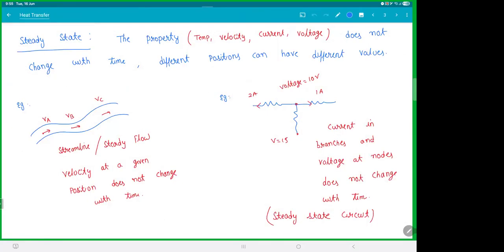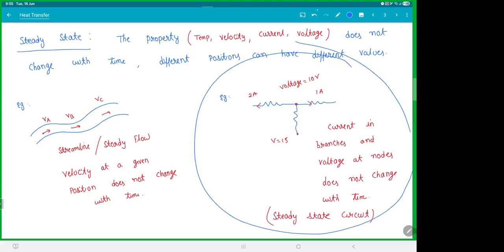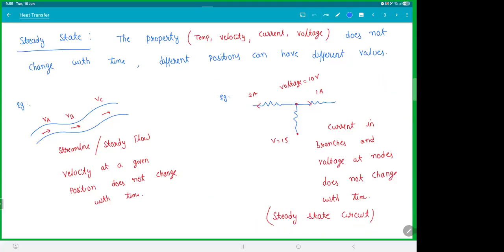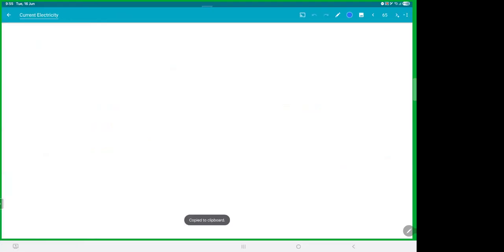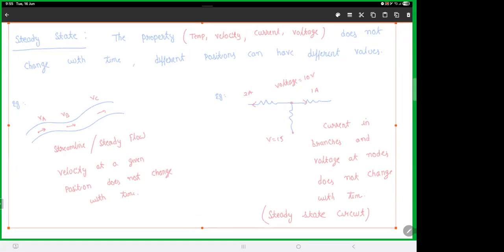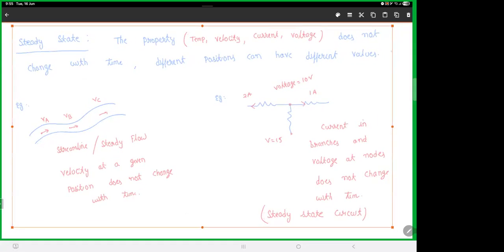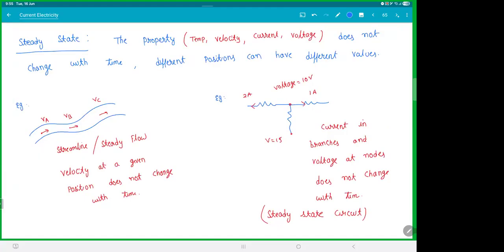This was a discussion about steady state. The property does not change with time, right? Different positions can have different values. See, even I wrote a current example there. The current in the nodes and the voltages in the branches will be equal. So I'll just copy paste this. You can see, right, how much I keep going back. Every class we go at least once. And some parts, so literally we can copy and you will not even feel like, oh, the chapter is different. This is the steady state.